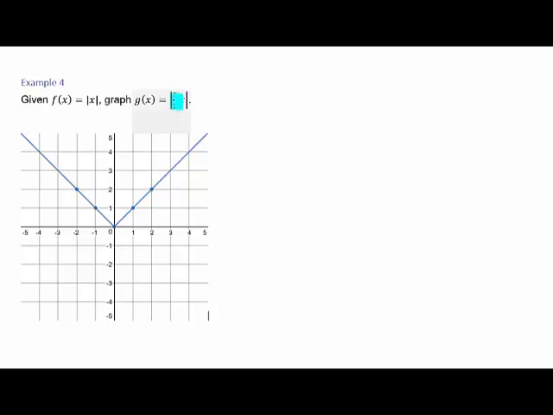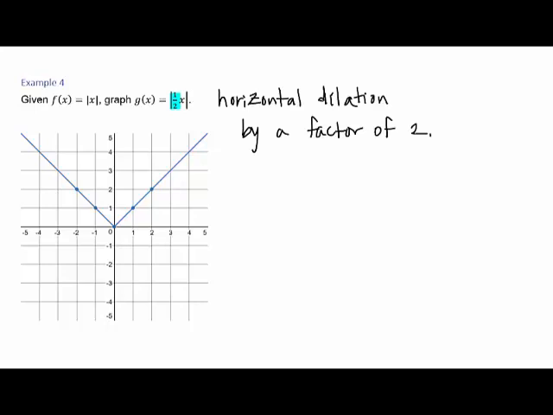It's inside of the toolkit function, and therefore this is a horizontal dilation. And not just any horizontal dilation, it's a horizontal dilation by the reciprocal of 1/2. So a horizontal dilation by a factor of 2. So we're going to take the points on the initial function and we're going to multiply the x values by 2.